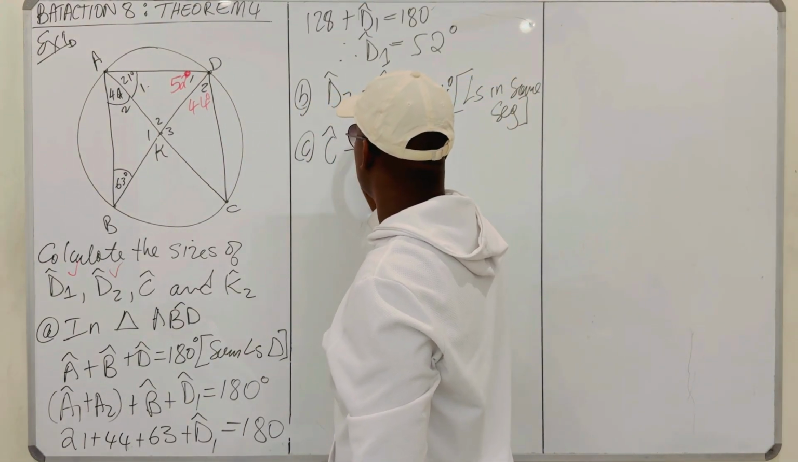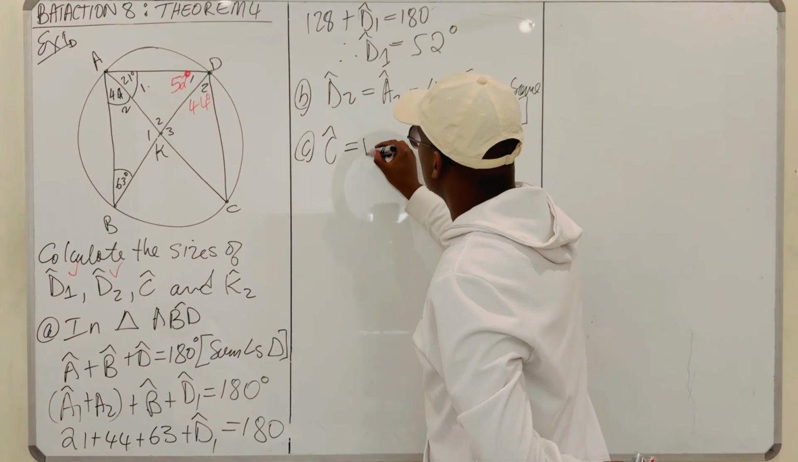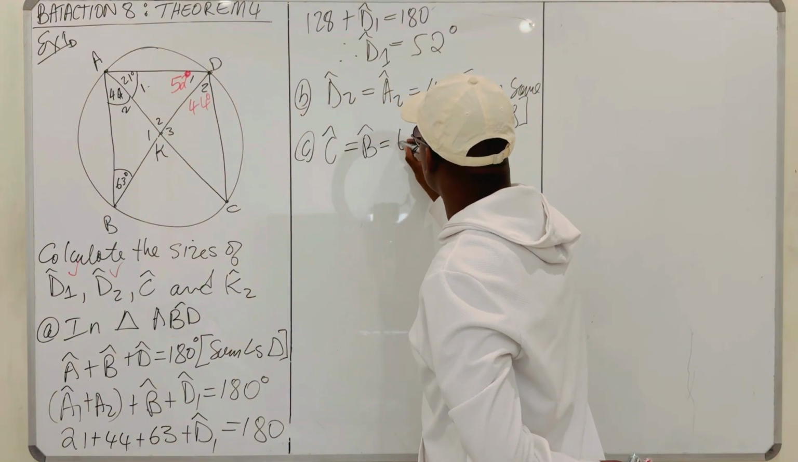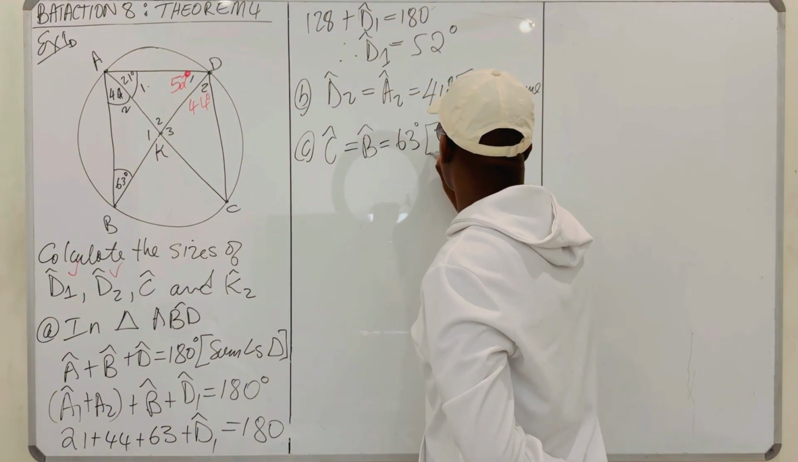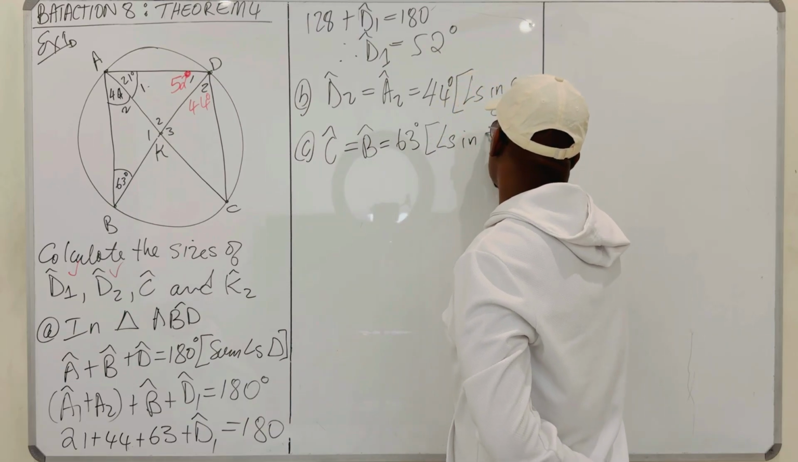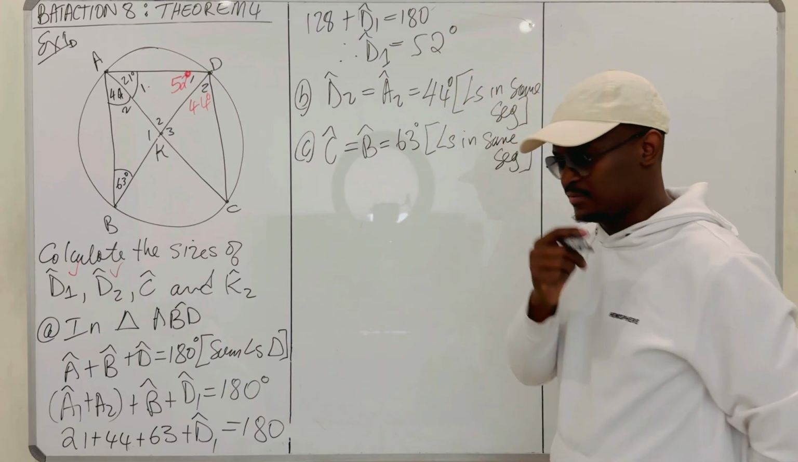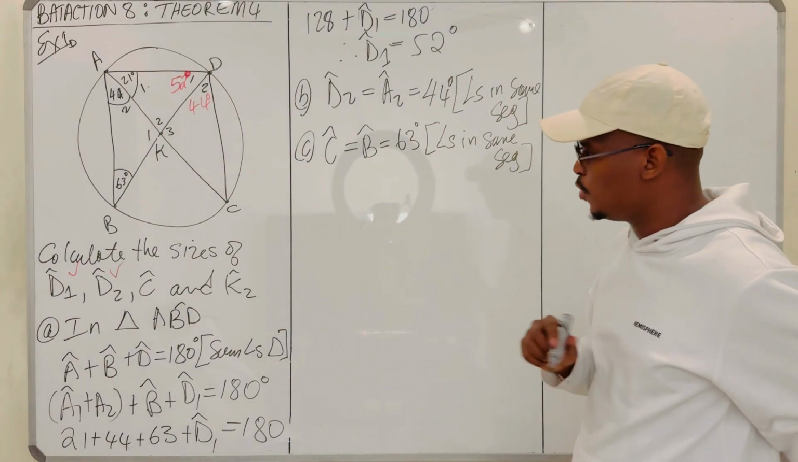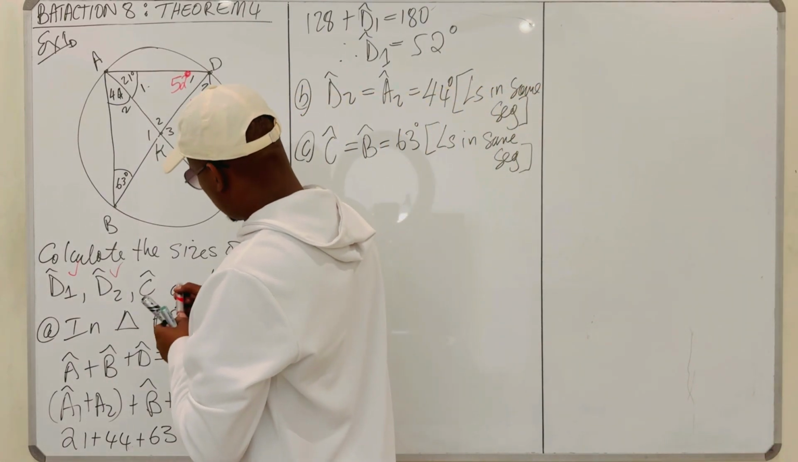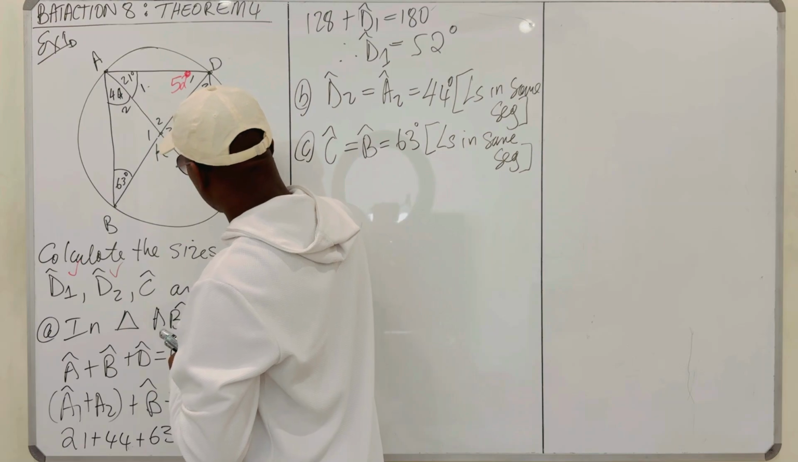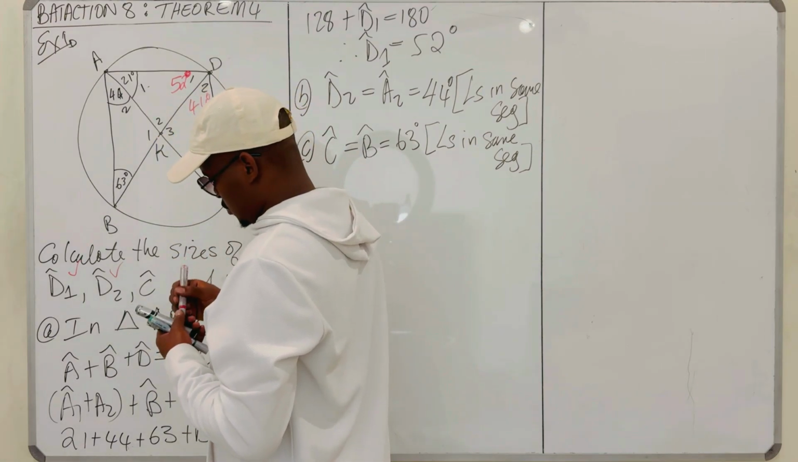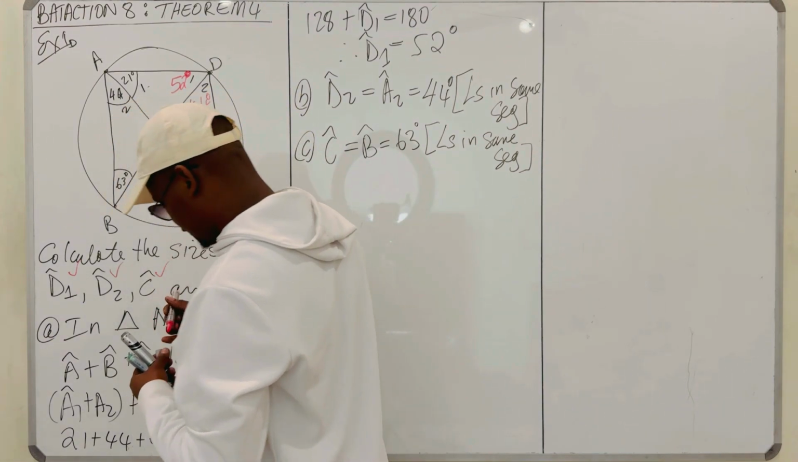Angle C is equal to what? Angle B, and they're both equal to 63 degrees. Why? Angles in the same segment. So you can put it in. It's okay, there's 63 here. Everything that I find, I put in the diagram. So we're done with this one here.